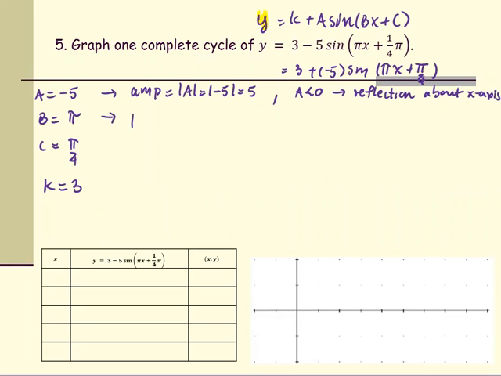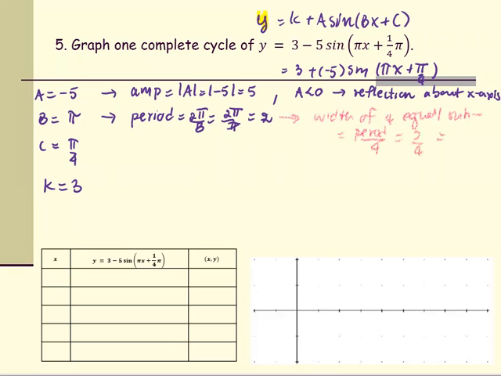The b value is used to compute the period, which is 2 pi divided by b. The b value is pi, then the period is 2. And then with the length of 2, we break it up into 4 equal subintervals. The width of each subinterval is the period divided by 4, which is 2 divided by 4, or 1/2.